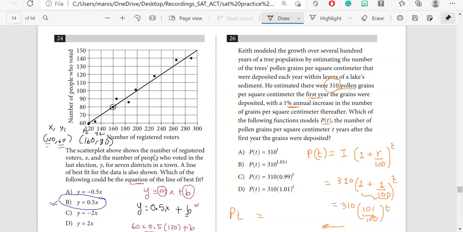P of t is equal to what? 310, 1.01 to the power t. Do keep in mind, in your exam, SAT exam, you do not have to show all of this work. You only have to find the correct answer. So sometimes you can look at the question, do your mental math, and you can find the answer. So do not spend too much time on all the questions.